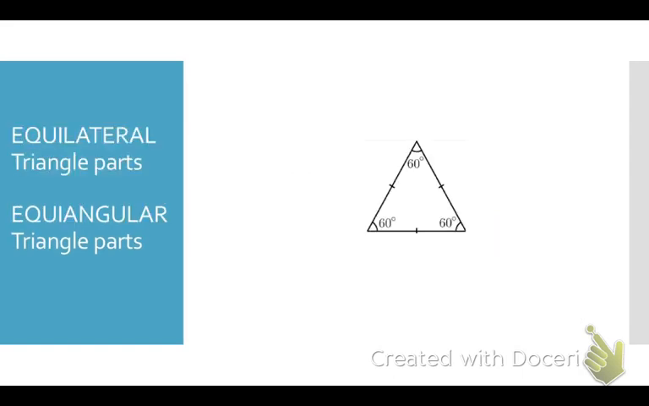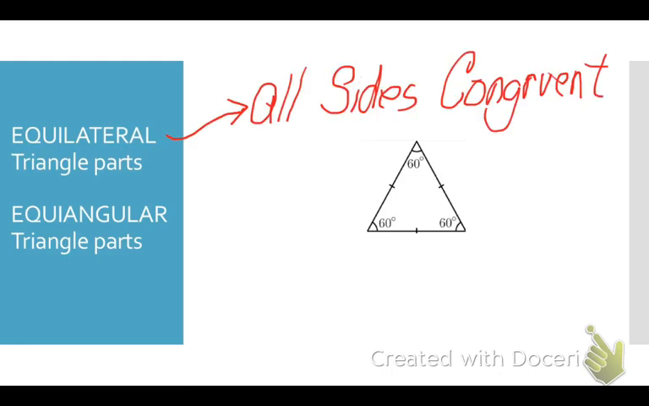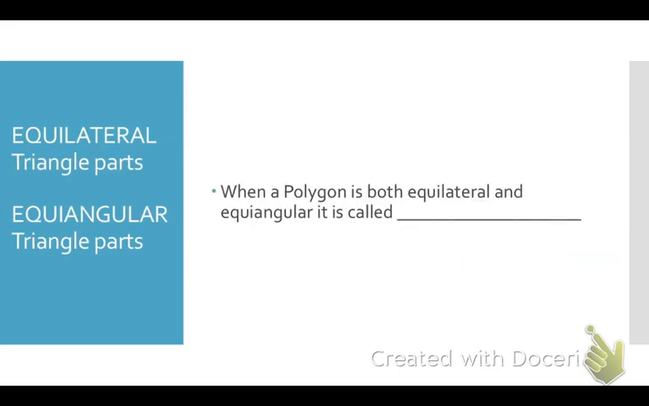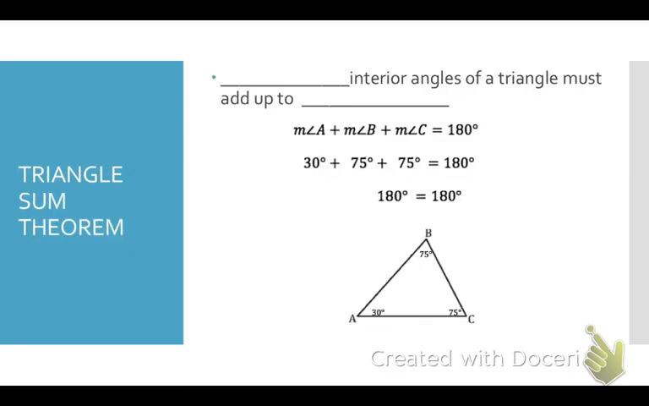Okay, when we're talking about equilateral triangles, remember equilateral means that all sides are congruent. Equiangular means that all angles are congruent. And I think we have seen that an equilateral triangle is always also an equiangular triangle. Now, when you are talking about any polygon that is both equilateral and equiangular, whether it's a triangle or any other kind of polygon, it is called a regular polygon. So an equilateral triangle and an equiangular triangle is a regular triangle.